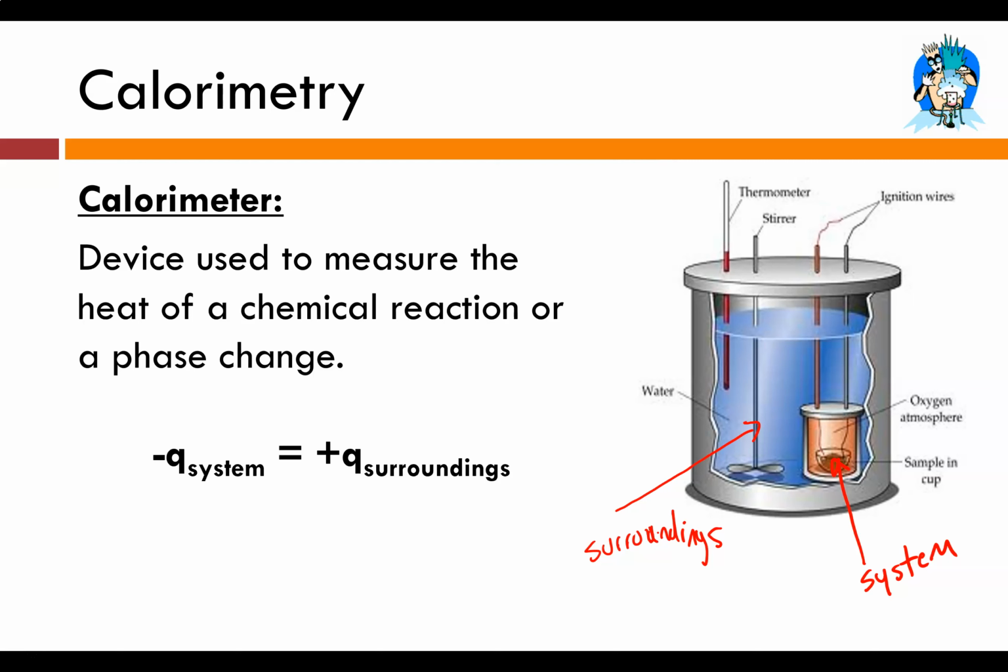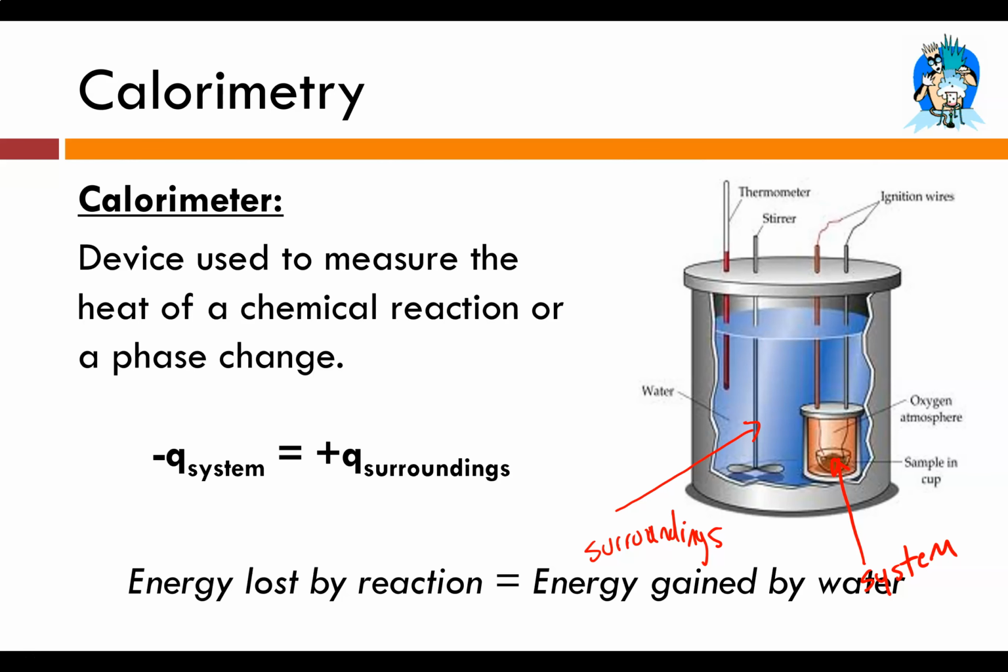So that might feel a little abstract at first, but we're going to walk through a calorimetry experiment today, and we're going to apply the Q equals mc delta T formula that we talked about in the previous lesson. Again, the driving idea here is whatever energy gets lost by the reaction, aka the system, is going to be equal to the energy that has been gained by the water, which is our surroundings.